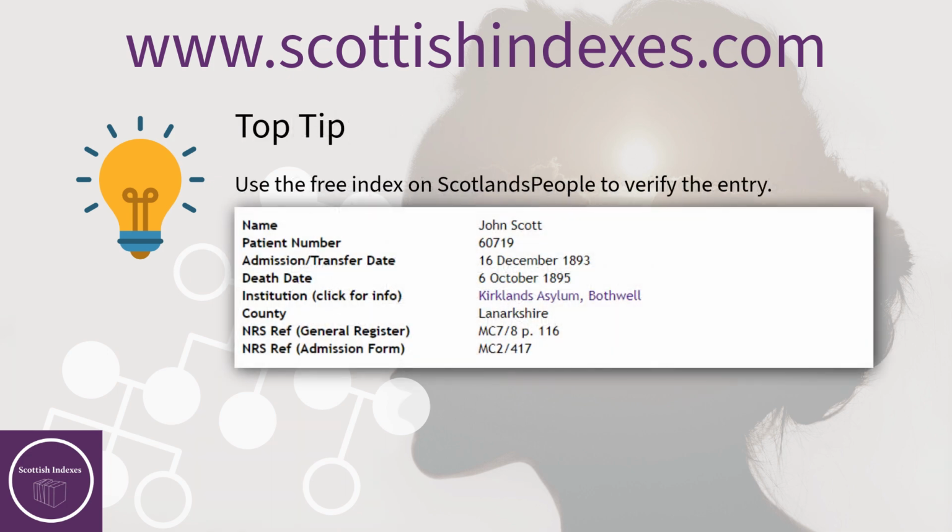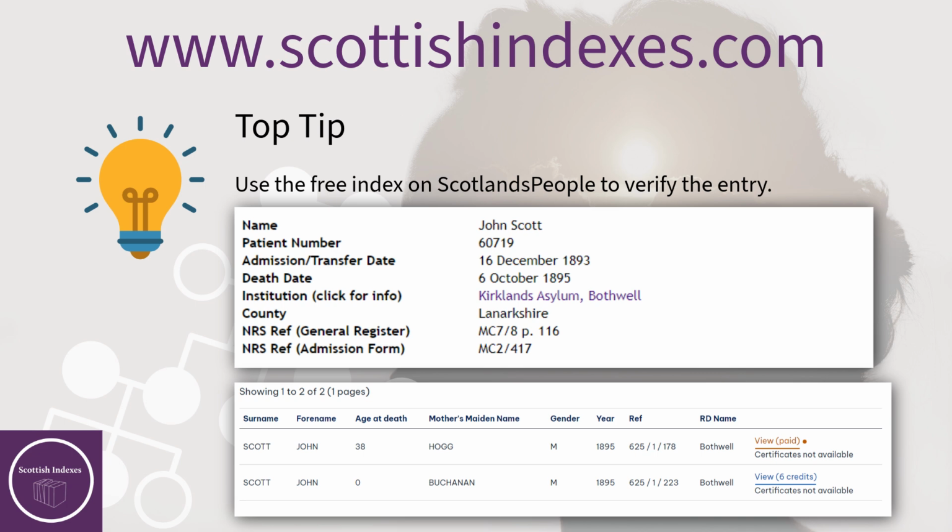Here's a top tip. Use the free index on Scotland's People to verify the entry you have found in the mental health records. Look at this entry. John Scott, admitted to Bothwell Asylum, 1893. He died on the 6th of October, 1895. Is this your John Scott? There's so many John Scotts, it could be hard to tell. Using the free index on Scotland's People, I can locate John's death certificate. The mother's maiden name and age should tell me if this is my John Scott or another John Scott.